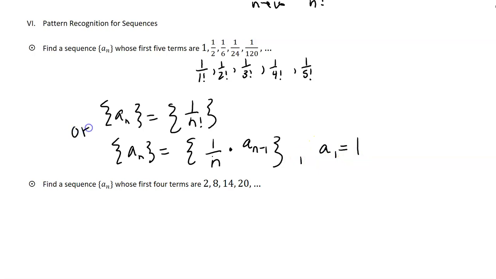So both of these are valid. This one is a non-recursive or closed formula, and this is a recursive formula. It just depends on what your needs are. So either one of those would be perfectly valid.